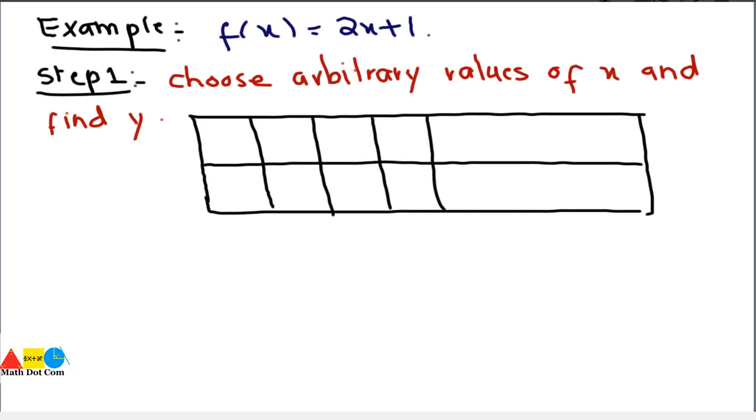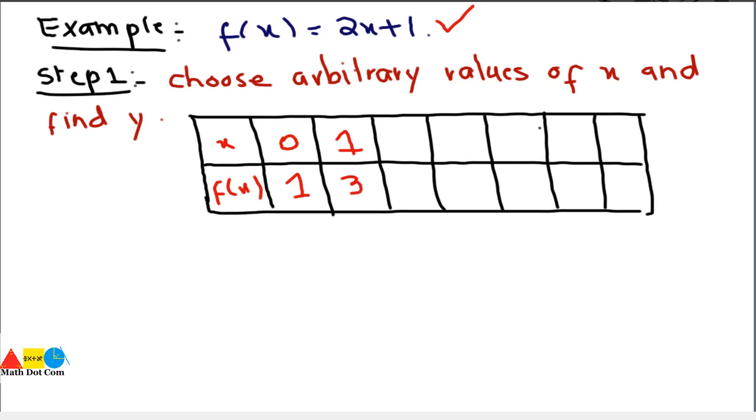It is not restricted how many inputs you take and find the outputs. It's up to you. So here we have x and here we have f of x. If we take x equal to 0, then f of x will be 1. How? Because we have put the value in this function.